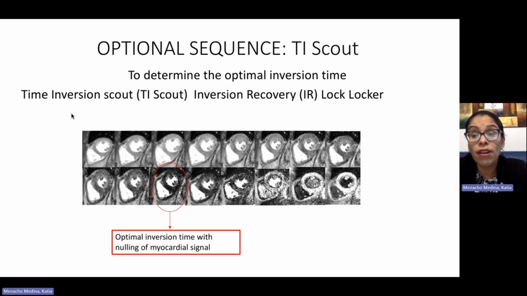And here you can have an optional sequence that is a T1 Scout, also known as a Look-Locker sequence, where you can identify the correct inversion time, defined in milliseconds, and you can start applying the pictures based on the correct inversion time, where you can see the darkest point of the myocardium and the clear differentiation with the blood pool.